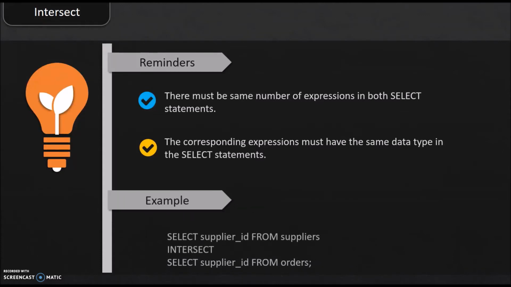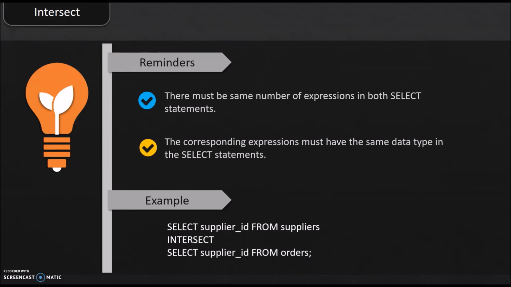The following is an example of SQL intersect that has one field with the same data type. In this SQL intersect example, if a supplier ID appeared in both the suppliers and order table, it would appear in your result set.